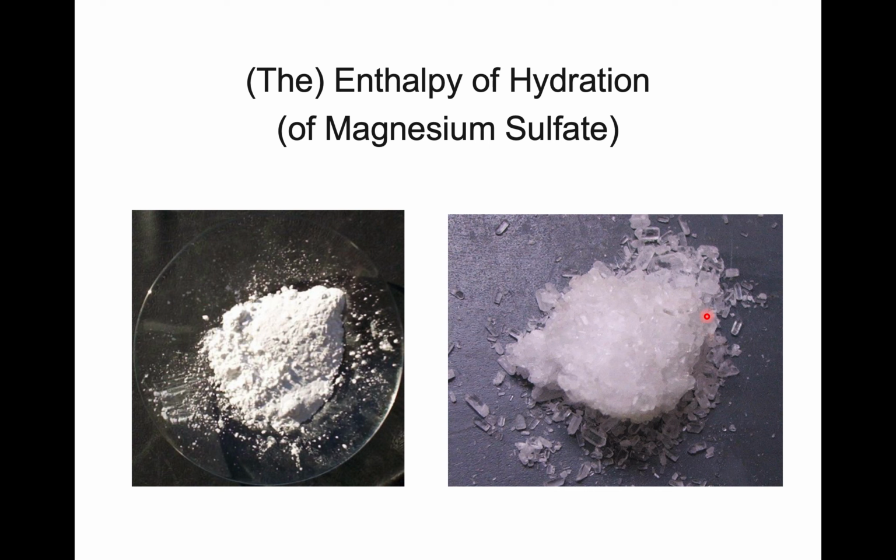Here on the right, we have magnesium sulfate heptahydrate. It has 7 water molecules involved in the crystal structure. We're interested in, on a molar basis, how much energy does it take, or how much energy is released when we convert 1 mole of anhydrous magnesium sulfate to 1 mole of magnesium sulfate heptahydrate. Let's get some background in first.